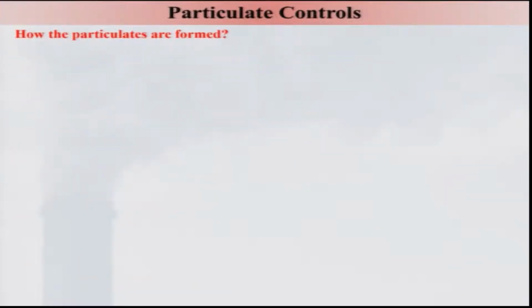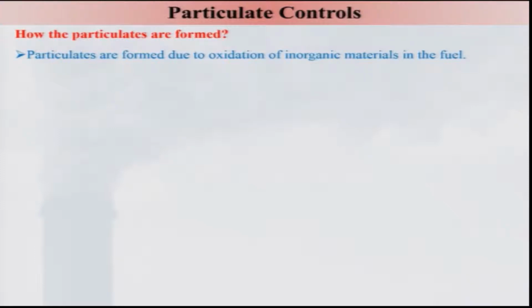So, now let us look at how the particulates are formed in the combustion system, and particulates are basically formed due to oxidation of inorganic material in the fuels. Besides, the soot is formed in the hydrocarbon fuels and also the coal due to the fuel rich condition, as we had discussed earlier.